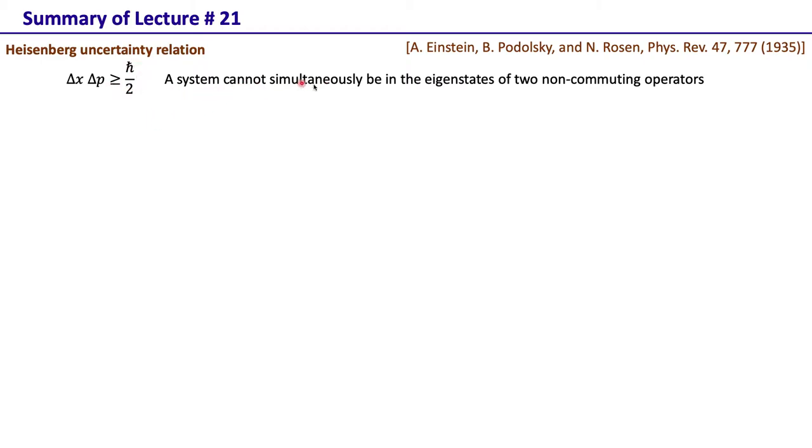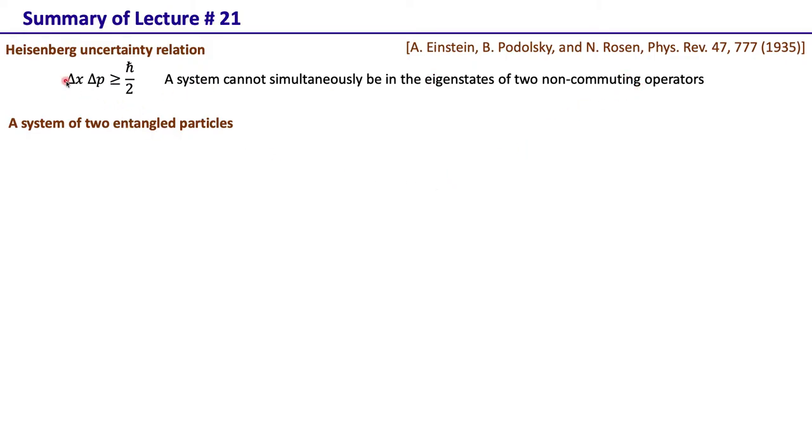So these two statements, that is the uncertainty relation and saying that the system cannot simultaneously be in the eigenstates of two non-commuting operators, are pointing out the same thing. So this is the first principle of quantum mechanics.